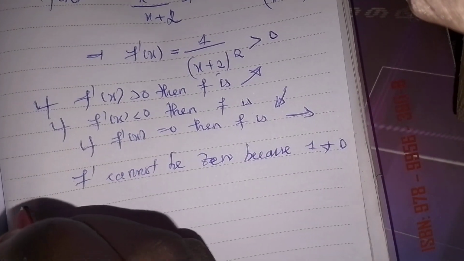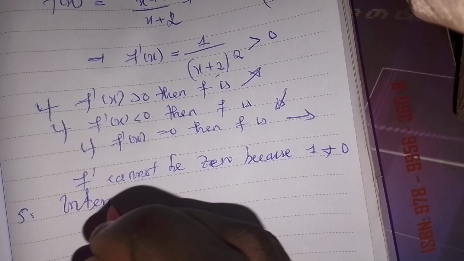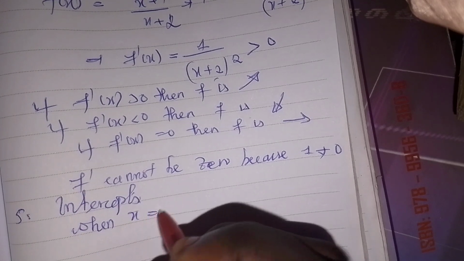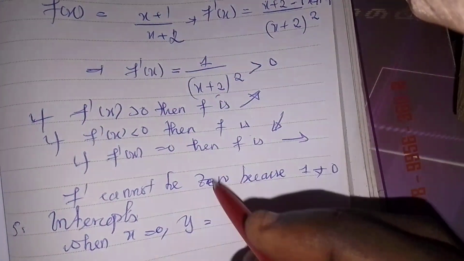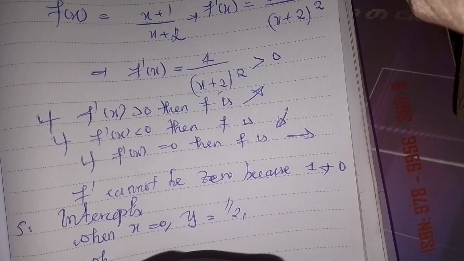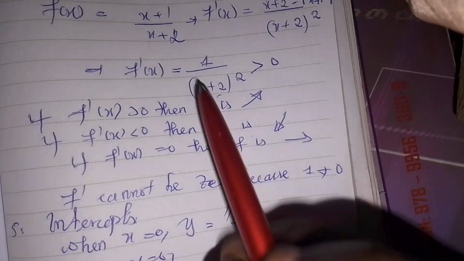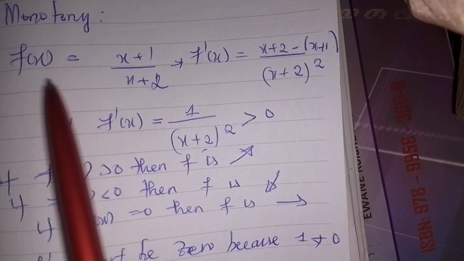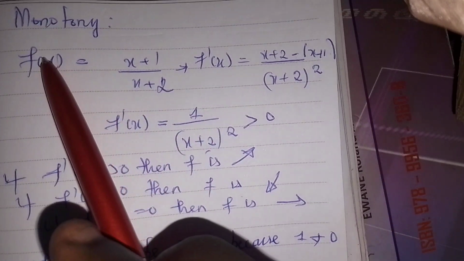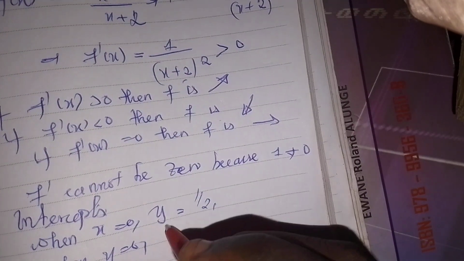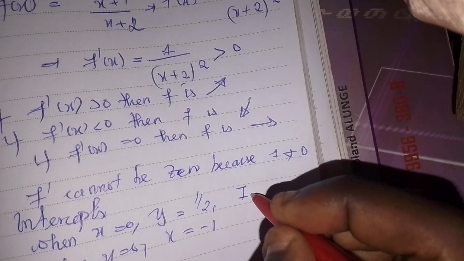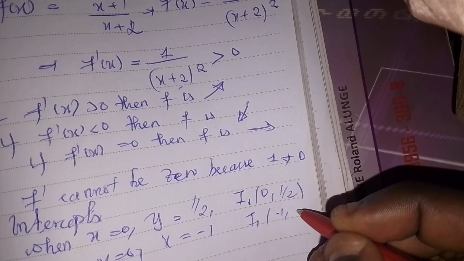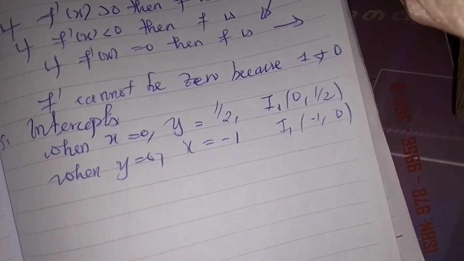Alright, now the next thing we do is the intercepts. Let's get the intercepts. Now, when x is equal to 0, what is y? y is equal to half. Now, when y is equal to 0, what is x? If I equate this to 0, I cross multiply and have x plus 1 equal to 0, so x is equal to negative 1. So the first intercept, when x is 0, y is half, and the next intercept, when x is negative 1, y is 0. Those are the intercepts.